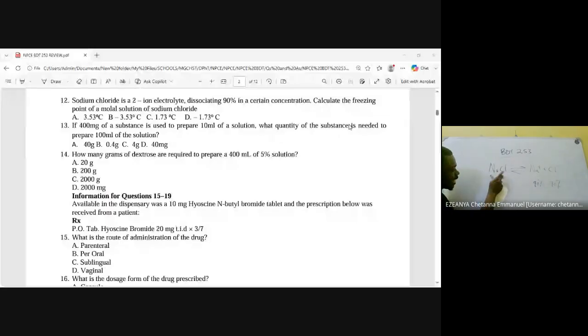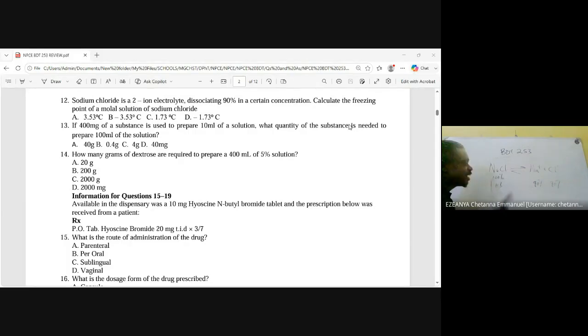Initially, when it was intact, it was 100% undissociated. But the question said it dissociated 90%. So the 90% is dissociated into 90 sodium ion and 90 chloride ion. The total number of particles here is 90 plus 90, which is 180, plus 10, which is 190%. But initially it was 100%. I see that the particles have increased because of dissociation.